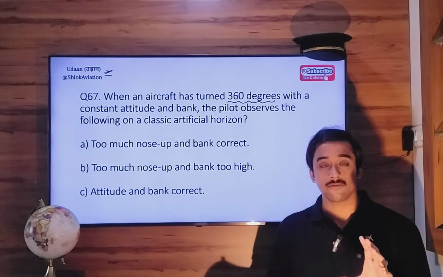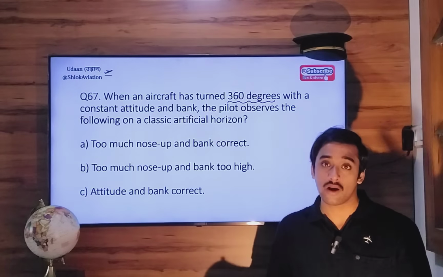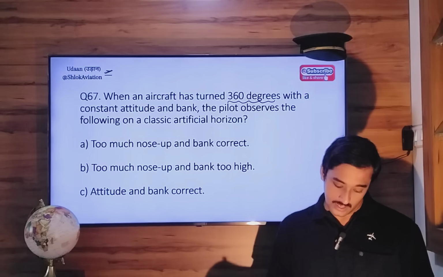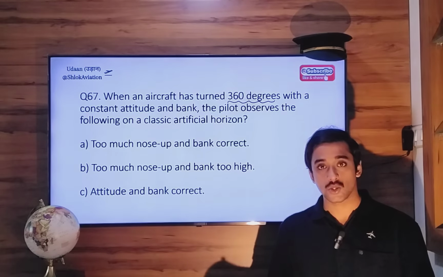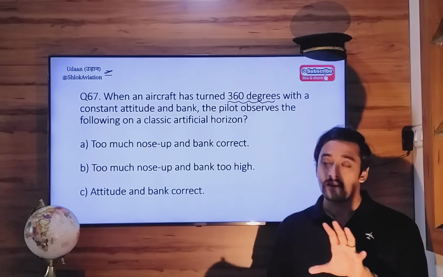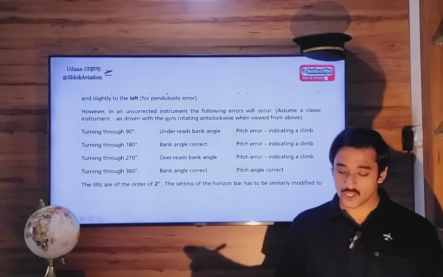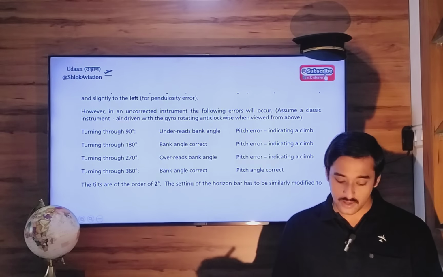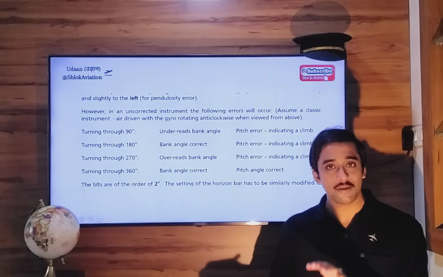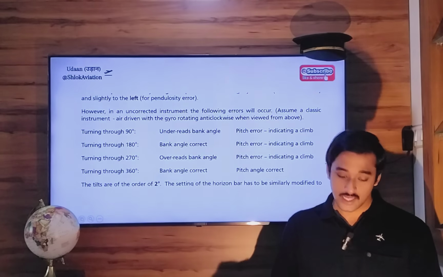a bank angle information more than required or more than expected. Attitude and bank angle correct. So attitude will be also correctly displayed, bank angle will be also correctly displayed. So this is a screenshot from the Oxford Instruments book. You must remember these points for your CPL, ATPL and airline exams as well.